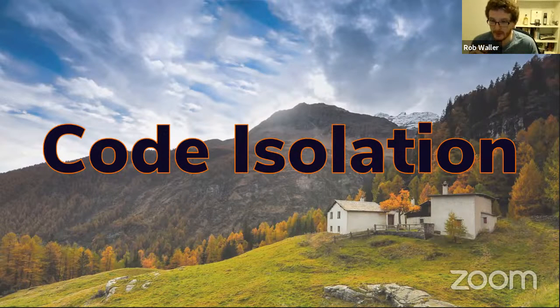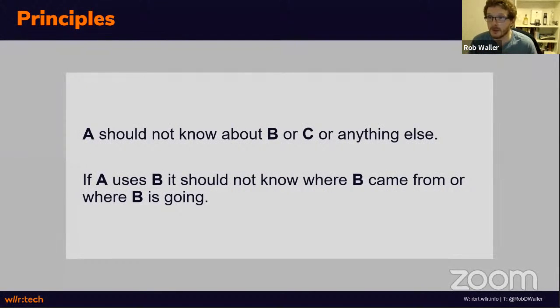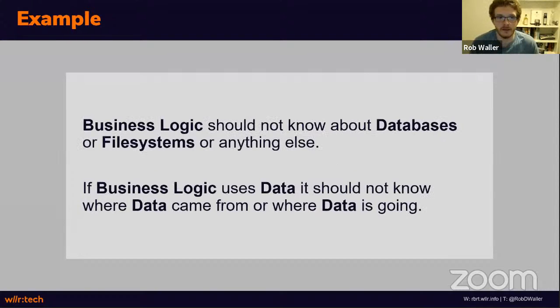But in very basic terms, code isolation deals with separating things out into their component parts. And there are a couple of basic principles to this. The first principle is A should not know about B or C or anything else. And the second principle is if A uses B, it should not know where B came from or where B is going. Now, in real terms, what this means is something like this.